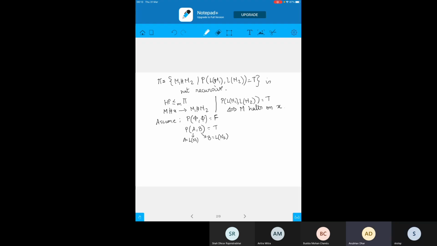Ma'am, we can take in the inputs V1 and V2 of these Turing machines, and then simulate V1 of M1 and V2 of M2. We first simulate M on X, and then if the simulation halts, we simulate N1 on V1 and N2 on V2 in a time sharing manner.